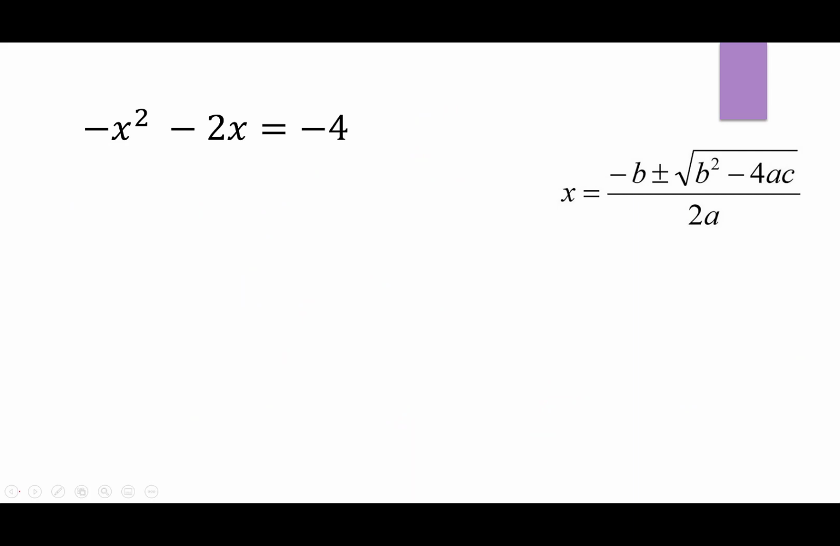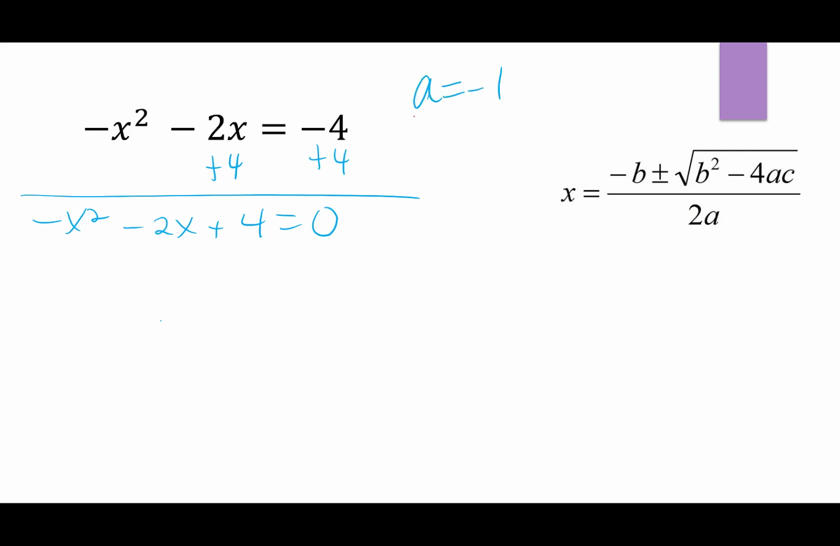For this problem, we're going to work it a little differently. This time I want to keep the negative x squared where it's at and then just add the 4 over, because you can work with a negative a, and I just want to show you an example that you can do it. Once you add the 4 over and put it in descending order, you have a equals negative 1, b equals negative 2, and c equals 4. Now let's use the formula.